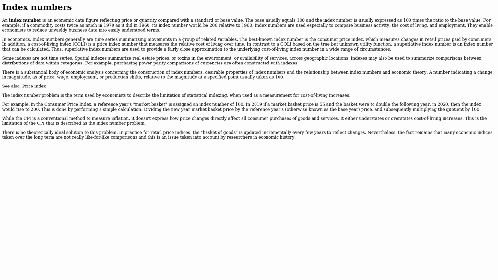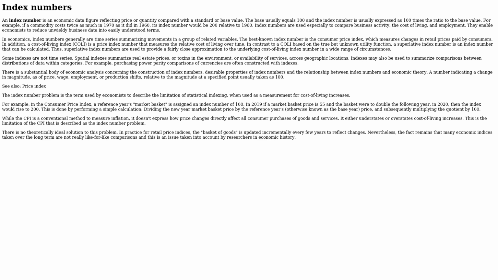Index numbers. An index number is an economic data figure reflecting price or quantity compared with a standard or base value. The base usually equals 100 and the index number is usually expressed as 100 times the ratio to the base value. For example, if a commodity costs twice as much in 1970 as it did in 1960, its index number would be 200 relative to 1960.